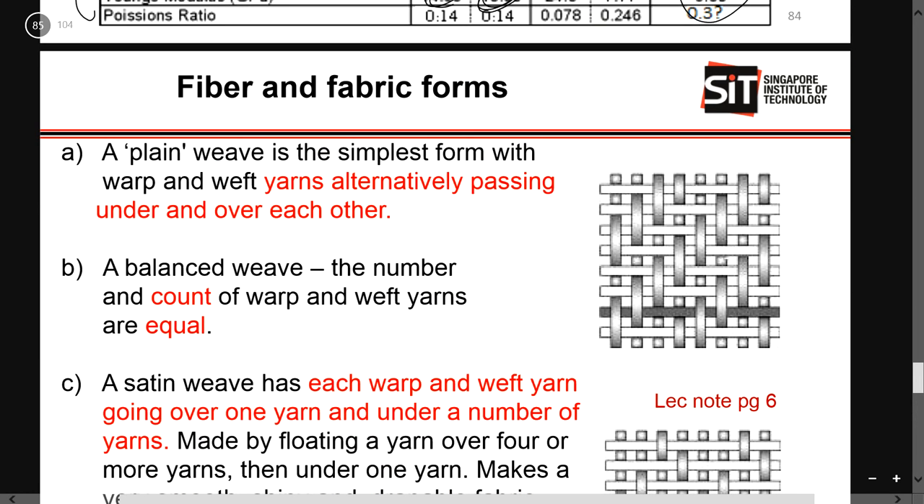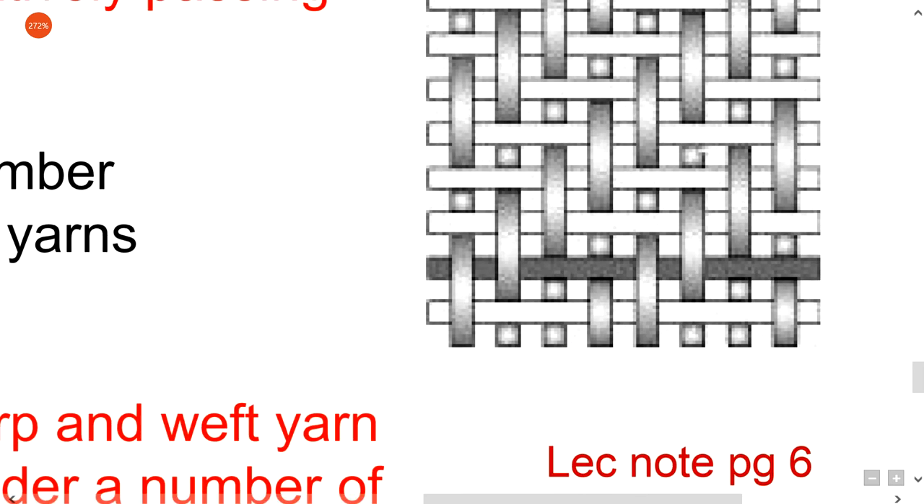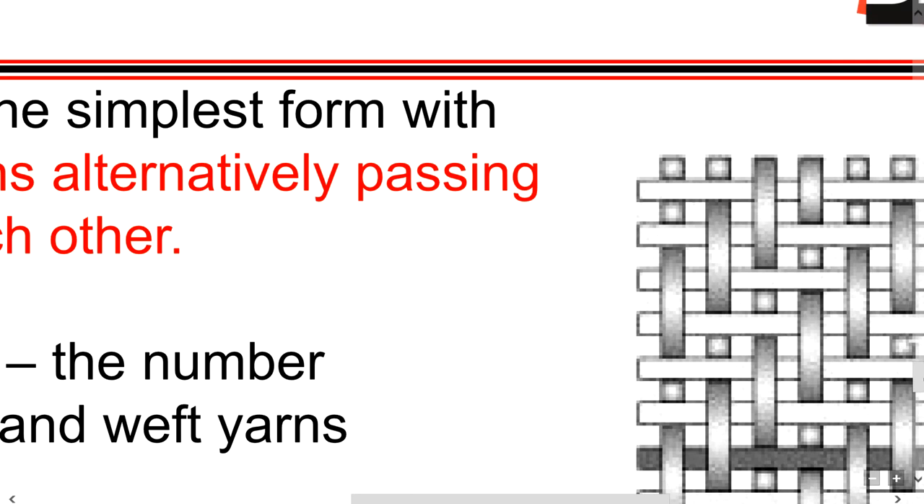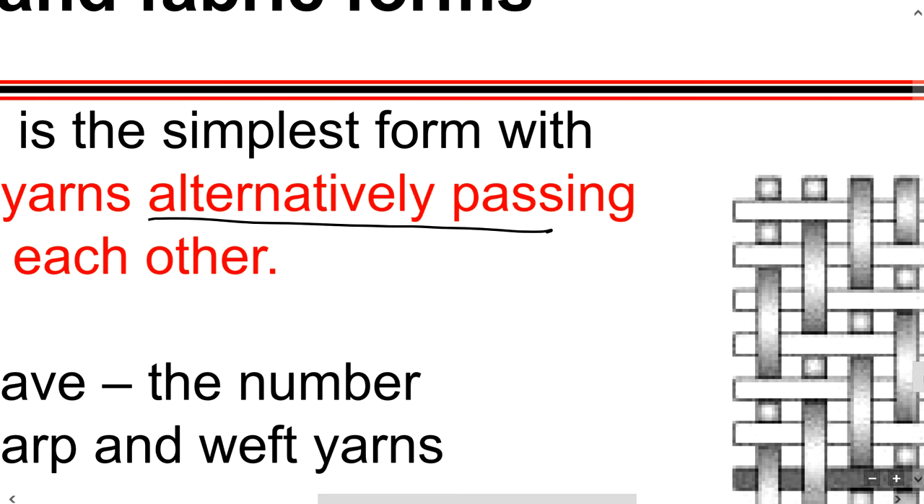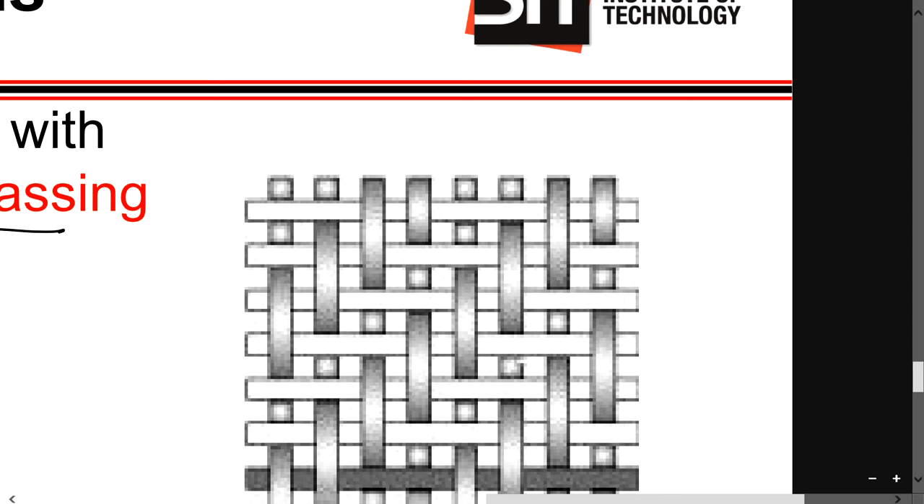Anyway, if you take a look at a plain weave, let me zoom in a little, the strands alternately pass over each other. Over here, this black color one is called your warp, while the white color one is called your weave. Your weave may not necessarily be this shape. It can be this straight line.